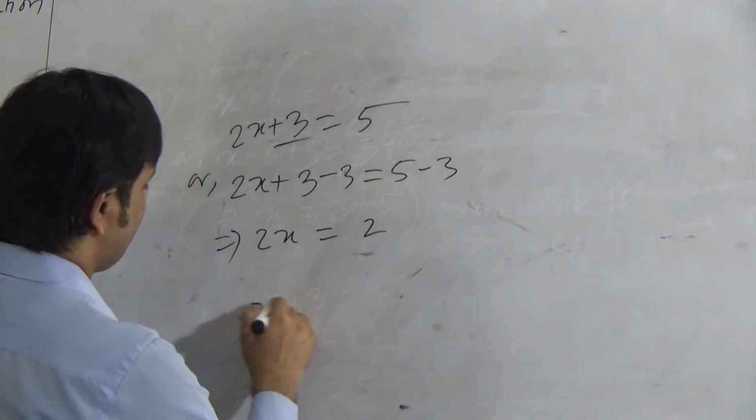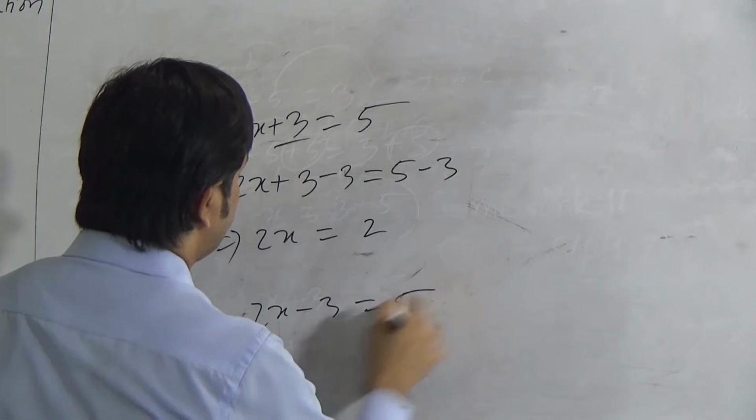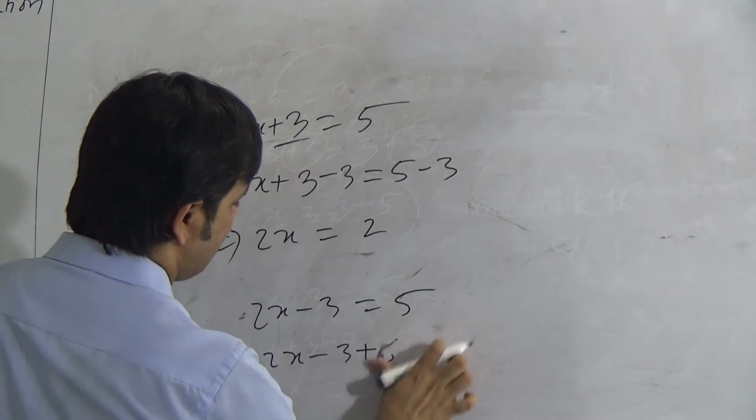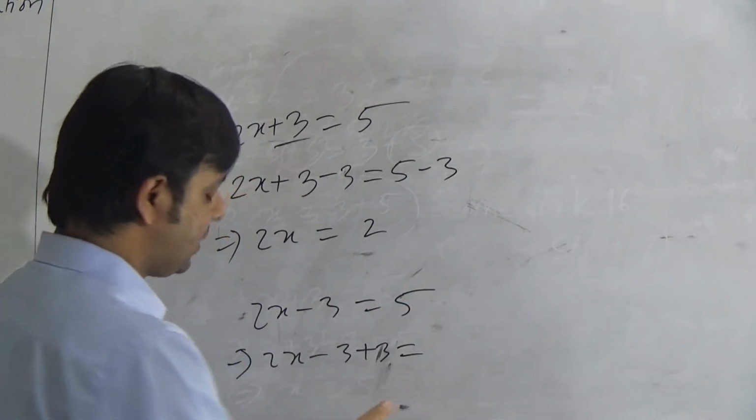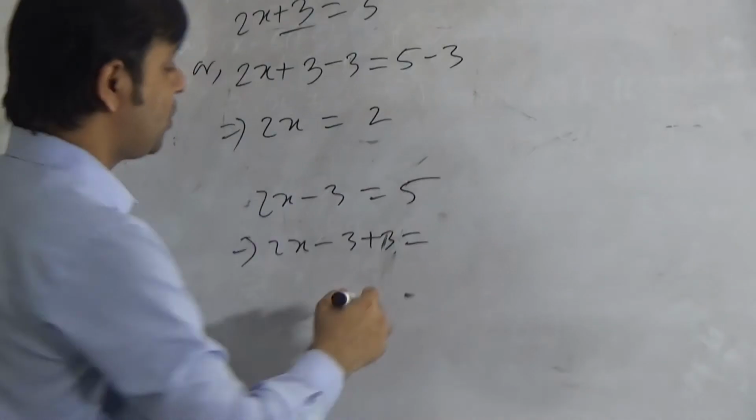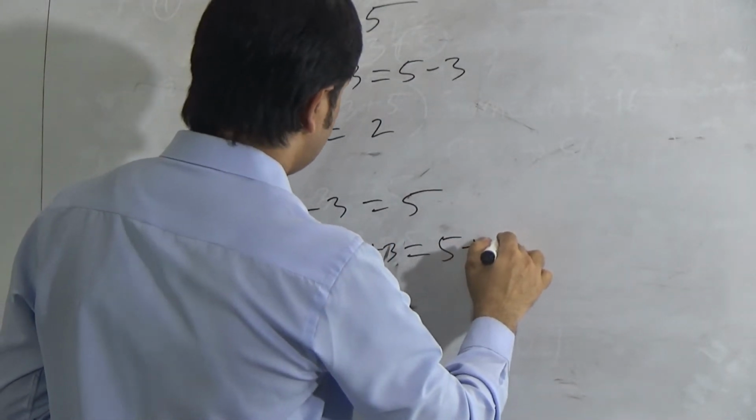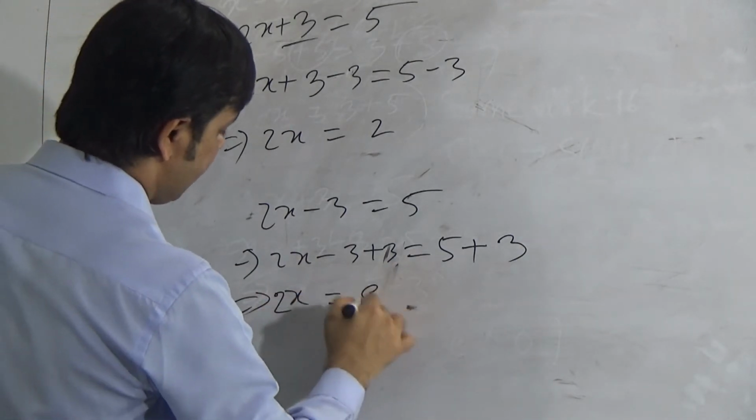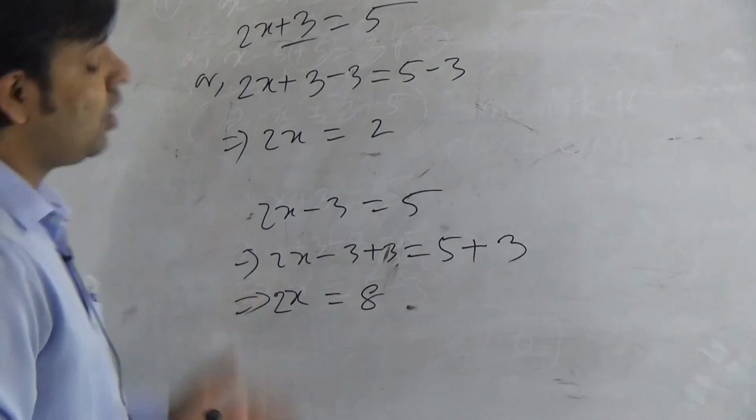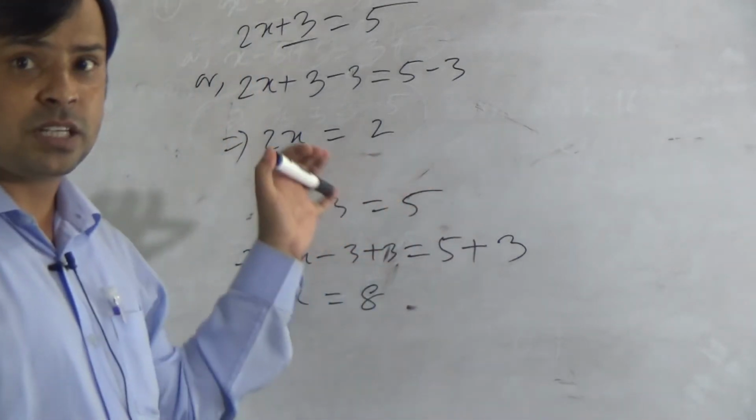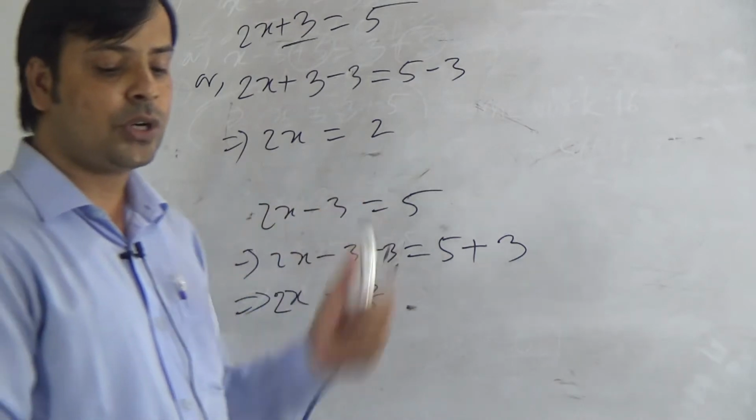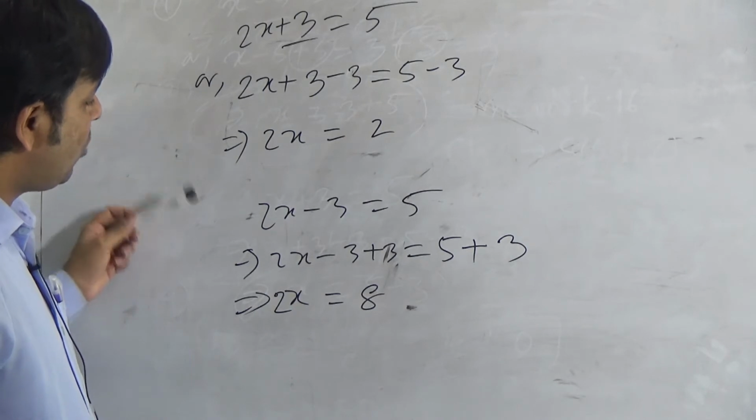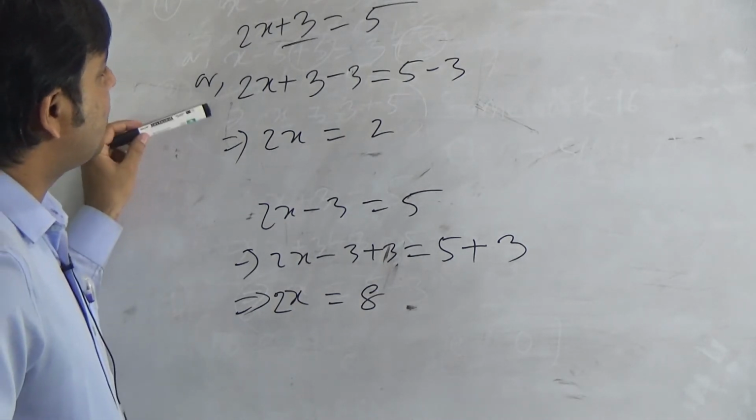If it is given in this way, 2x minus 3 equal to 5, then what should we do? 2x minus 3 plus 3, and 5 plus 3. So we have to do the opposite operation on both sides to remove that number. So 2x is equal to 8. So we can say this is the law of cancellation, cancellation law for addition. This is for axiom 1, this one, and this one for axiom 2.